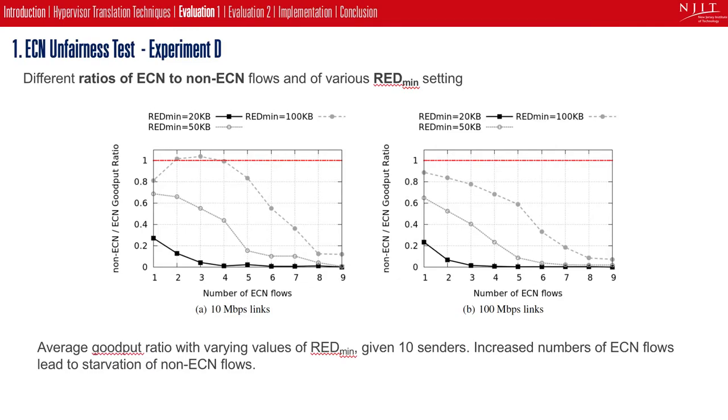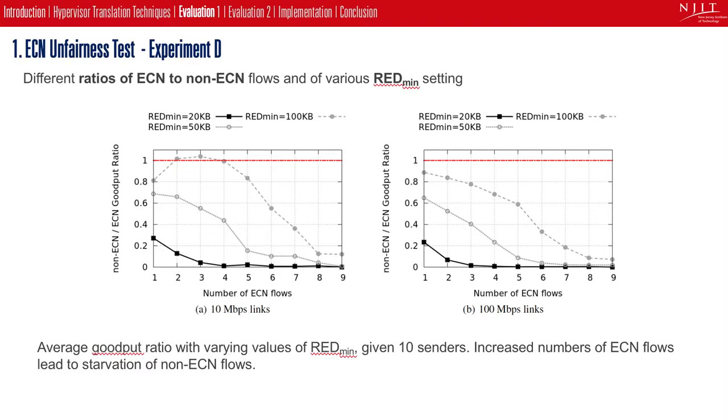In experiment D, we put different ratios of ECN and non-ECN flows and various RED minimum parameter sets. All flows are running through a 10 Mbps link and 100 Mbps link. The figure explores how modifying the RED minimum parameters in the RED1 parameter sets affects fairness. The figure depicts the throughput ratio for different values of RED minimum.